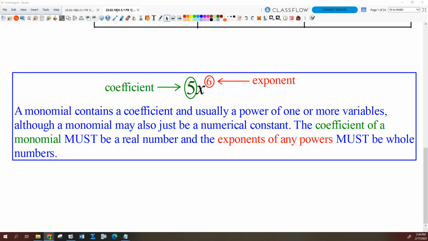So the coefficient part, that's the number in front, right? We know what coefficients are. The coefficient must be a real number. And in the power part, if there's a power in the monomial, the exponents in the powers must be whole numbers. So they have to be 0, 1, 2, 3, 4, etc. They can't be negative, can't be fractions, can't be decimals, has to be a whole number.